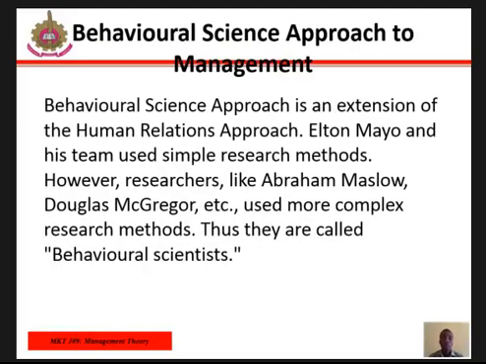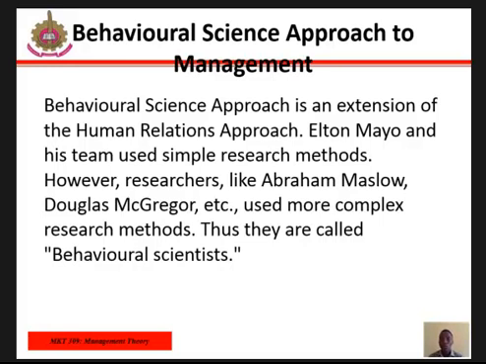Behavioral science approach to management. The behavioral science approach is an extension of the human relations approach. Mayo and his team used simple research methods. However, researchers like Abraham Maslow, Douglas McGregor, etc. used more complex research methods, thus they are called behavioral scientists. The behavioral science approach is also called the human resource approach. It gave importance to the attitude, behavior, and performance of individuals and groups in organizations.